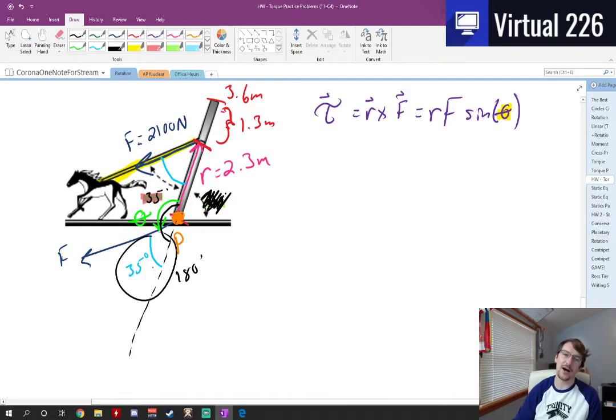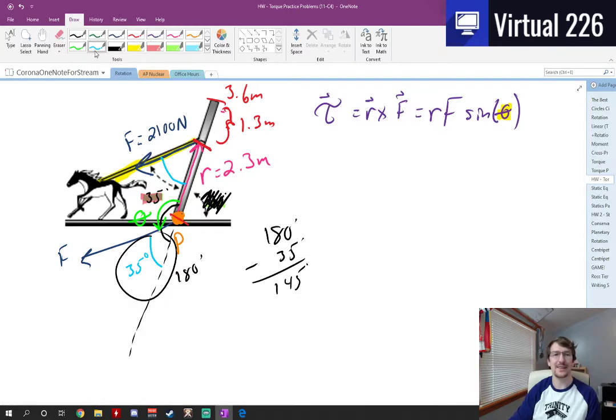I need to take off of it the 35. So 180 degrees minus the 35 degrees gives us the angle that we're looking for of 145 degrees. This is the angle we want in the problem. So that angle is a little hard to come by, a little hard to figure out if you're not doing a little bit of geometry there, but that's the angle we want.